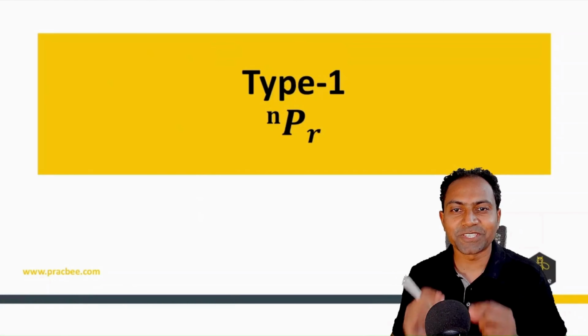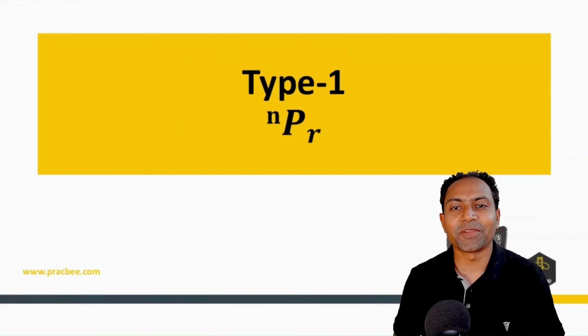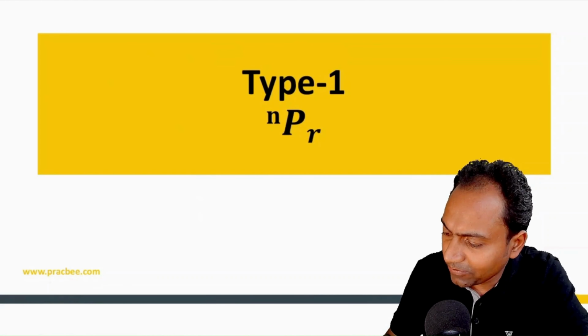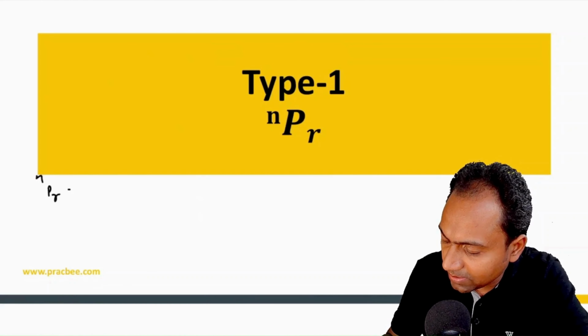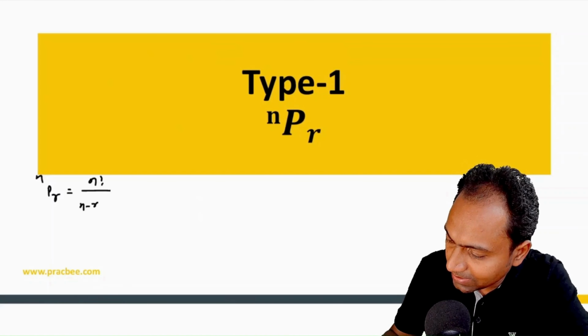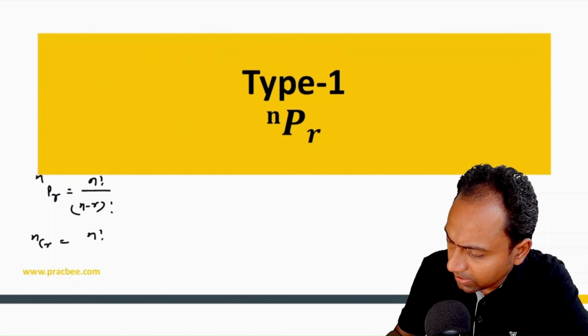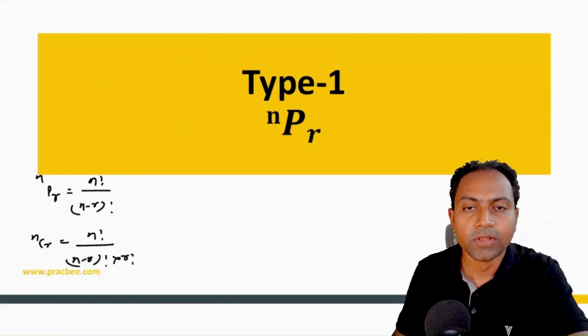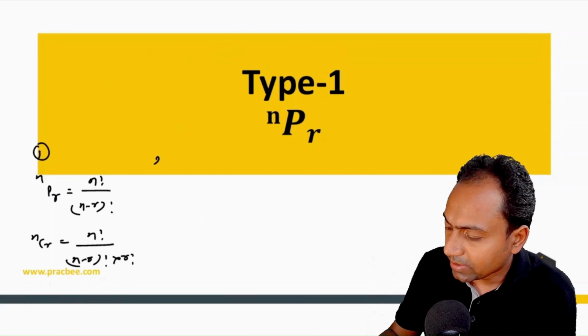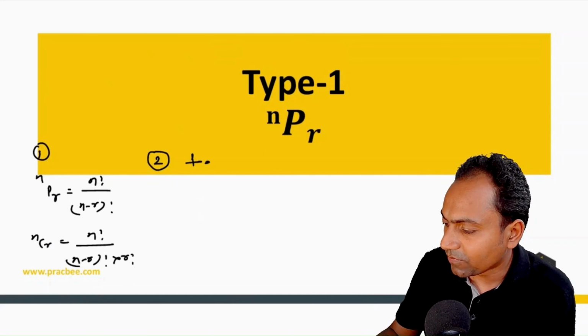If I look into this first type of problem, it is based on the idea of NPR and NCR. What happens in such kind of problem is you have to directly apply the formula of NPR. Now NPR is nothing but n factorial by n minus r factorial, and NCR is nothing but n factorial by n minus r factorial into r factorial. So there are two steps in such kind of questions. First you apply this formula, then you do simplifications based on factorial notation and you get your answer.